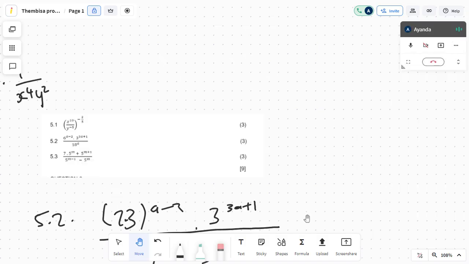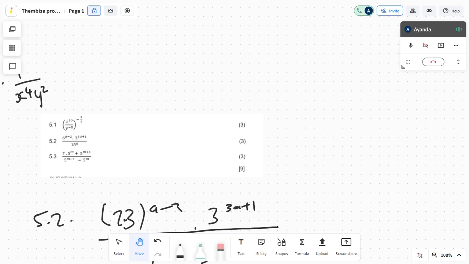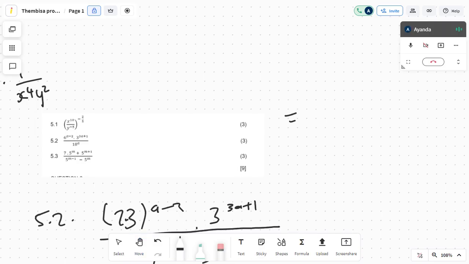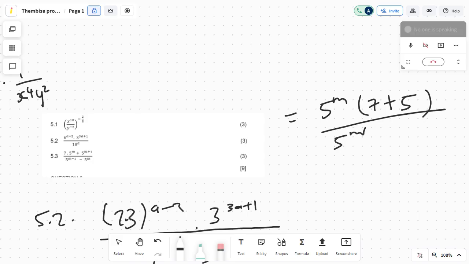For question 5.3, we have 7 times 5 to the power of m plus 5 to the power of m plus 1 over 5 to the power of m minus 1 minus 5 to the power of m. So here we're going to have to factorize. So we'll have 5 to the power of m times 7 plus 5. And in our denominator, we'll take out 5 to the power of m as well, times 5 to the power of negative 1 minus 1 to get our negative 5 to the power of m.